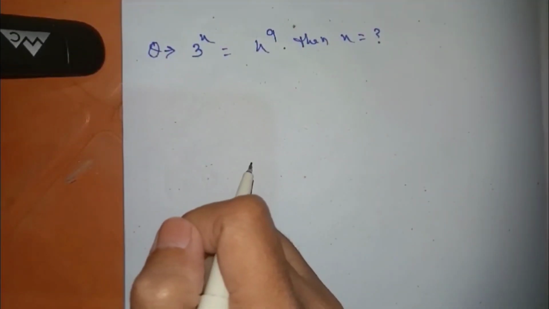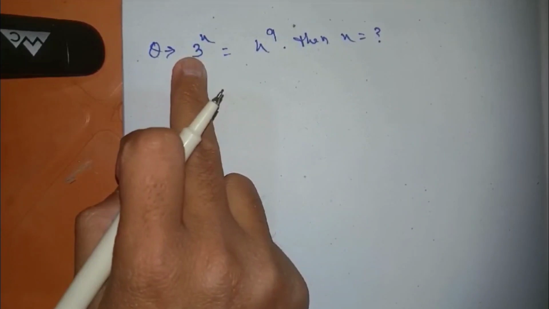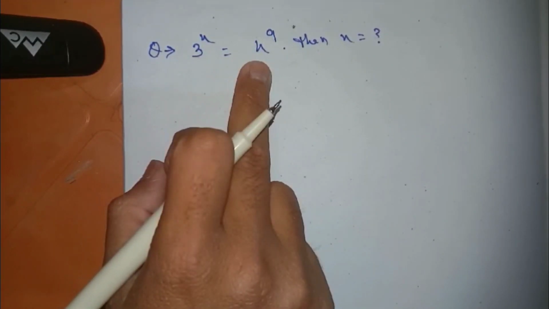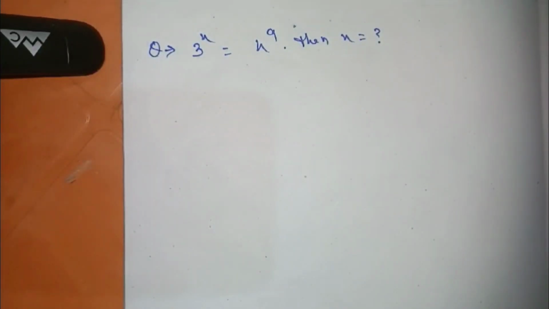Hi everyone, today we are going to solve another Olympiad question, which is 3 to the power x equal to x to the power 9. Then we have to find the value of x. Now we are going to solve this.